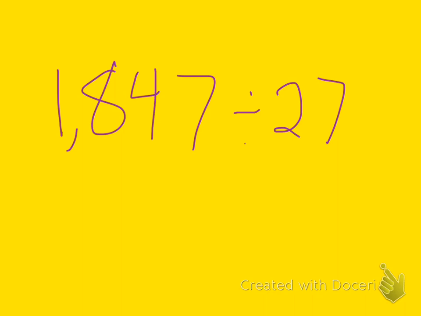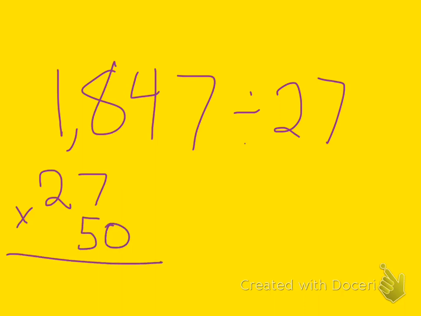Okay, can 27 fit in more than 10 times but less than 100 times? Maybe let's try 50. See if 27 fits into 1,847 50 times. So to do 27 times 50, the fastest way is to multiply 5 times 7 is 35. 5 times 2 is 10 plus 3 more, so 10, 11, 12, 13.